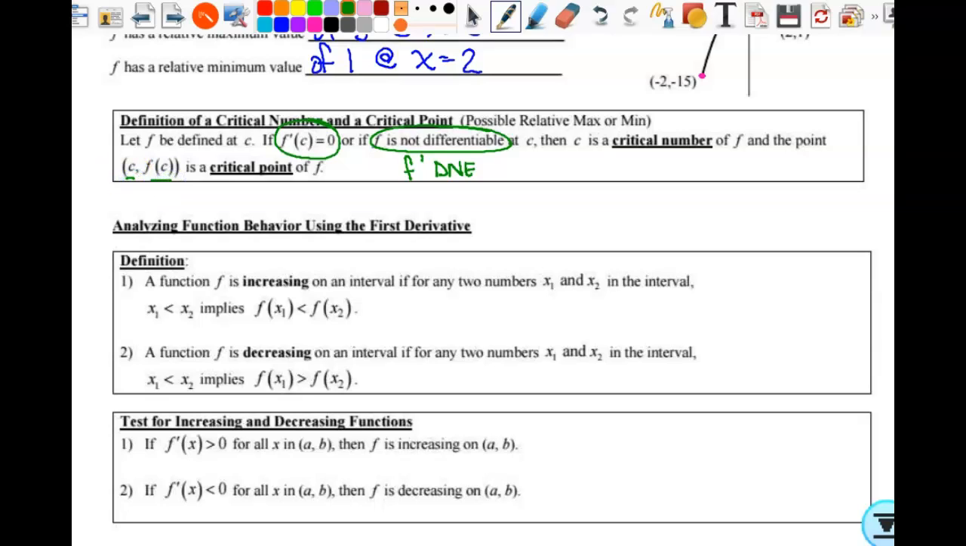Okay, so c is a critical number. c is c, x, or y? x. So that x value is a critical number. The ordered pair is a critical point. Okay, we're okay with all that so far? A lot of information. All right, so we're going to come back and talk about these two.